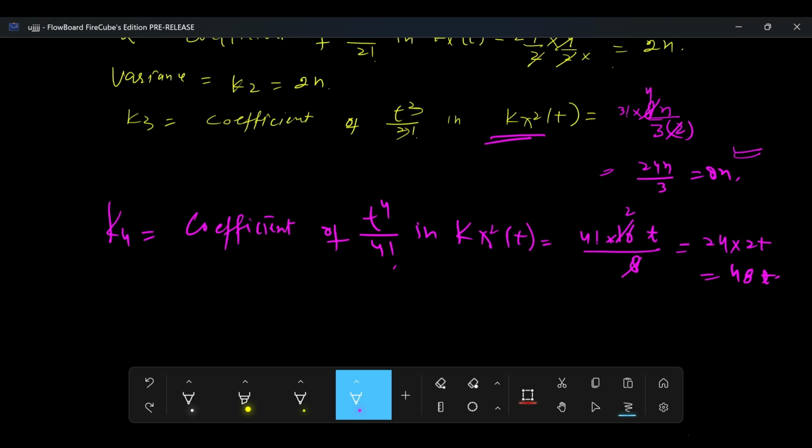Now what is my mu4? As you know, what's mu4 from moments? That's k4 minus 3k2 square. What's k4? This is 48n. Plus 3, what's k2? What's k2 square? That's 2n, 2 2s are 4n square. That is equal to 48n plus 12n square. Clear?